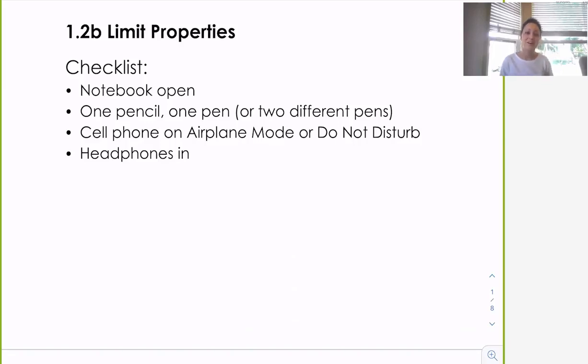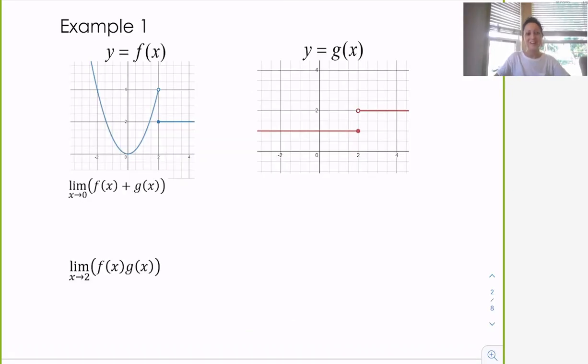Welcome back, Calculus. We are on section 1.2b, limit properties. I'm going to force a pause on your screen. You know what to do. Okay, I'm actually going to force another pause on your screen. Go ahead and copy what's on my page, and then we'll work these together.